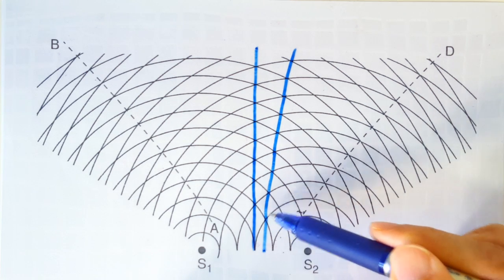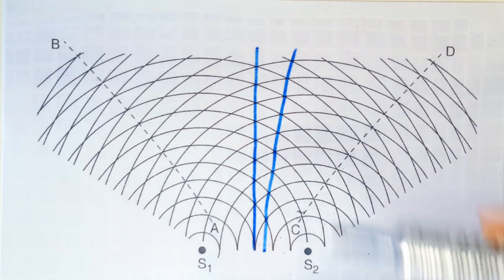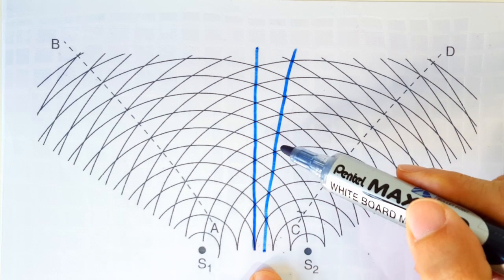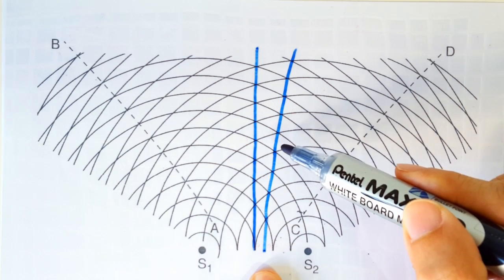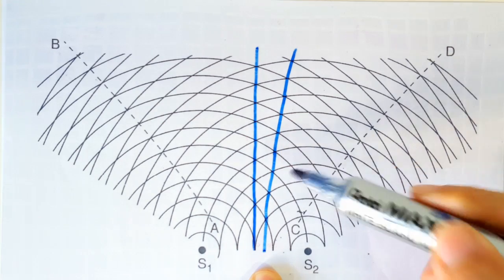And not just at this point, at any point along this line. Maybe I'll pick this point. This point is 1, 2, 3, 3.5 wavelengths from S1. But it is 1, 2, 2.5 wavelengths from S2. So 3.5, 2.5. So the path difference is again 1 wavelength. In fact, any point along this line, the path difference is always one wavelength. It's always 1 wavelength further away from S1 compared to S2.